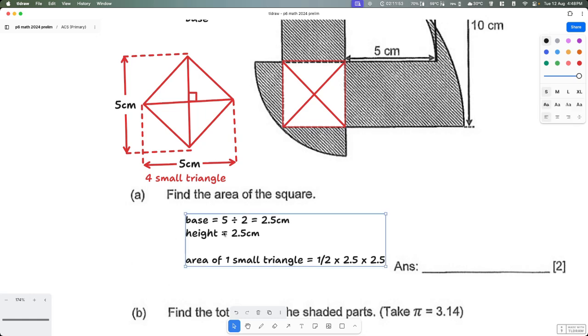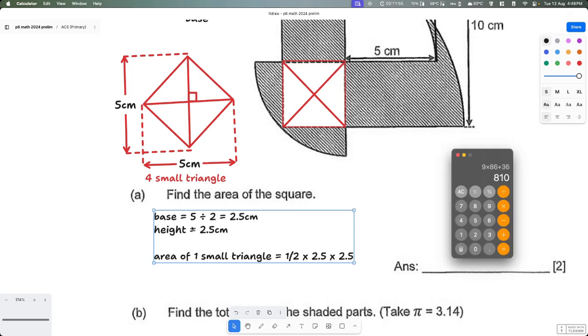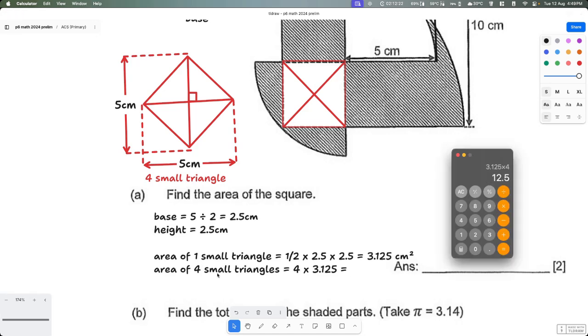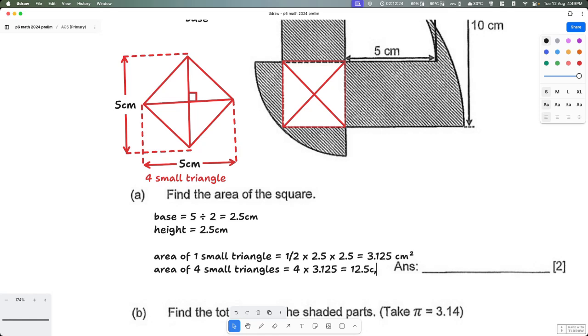What would this give us? Let's use our calculator. 1 half times 2.5 times 2.5. This will give you 3.125, so 3.125 centimeter square. That means the area of four small triangles is equal to 4 times 3.125, which is equal to 12.5 centimeter square.